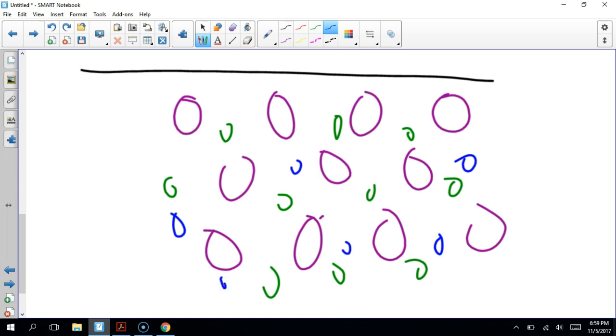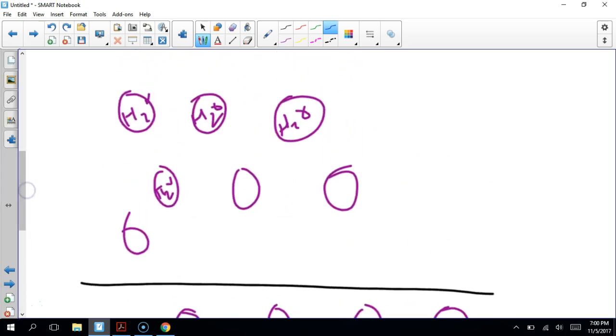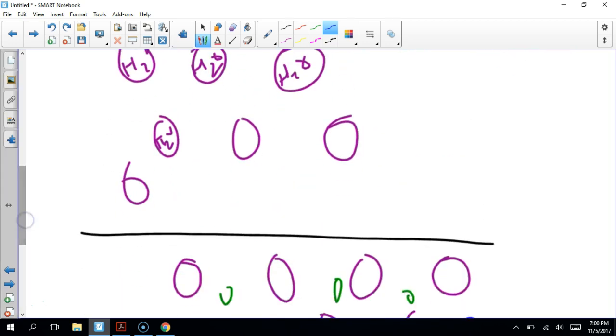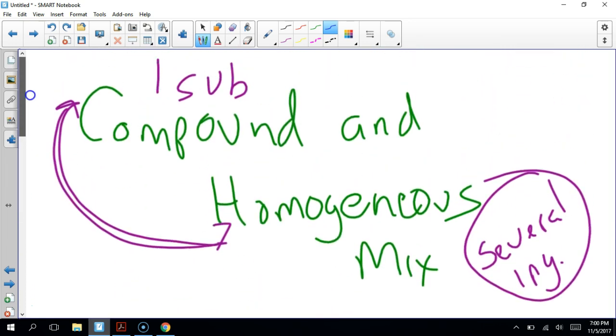But anyways, it's evenly mixed, so it appears to be one thing, but it's not. So there's definitely a difference between those. So that's going to be really an interesting part, and it can be determined based on the particulate view of matter.